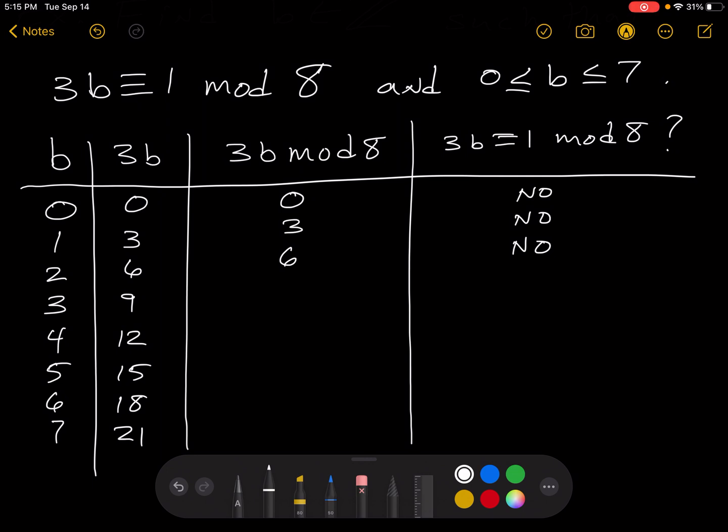Okay, now let's see. 9 mod 8. So what's the remainder when you divide 9 by 8? It goes in one time with a remainder of 1. And that's it. We found it. There's our yes. And so what is b? b is 3. So our answer is going to be 3.